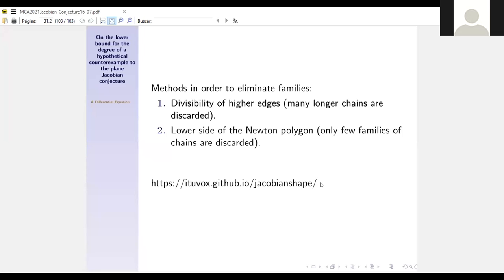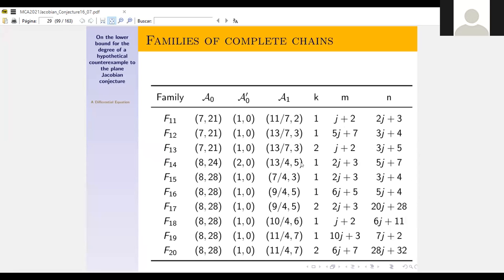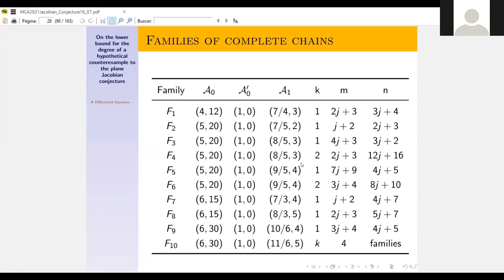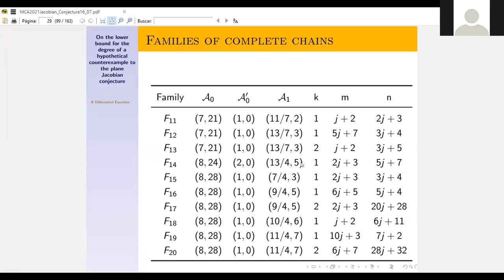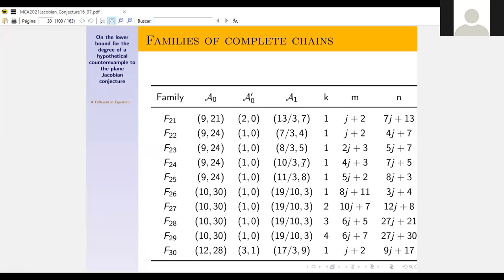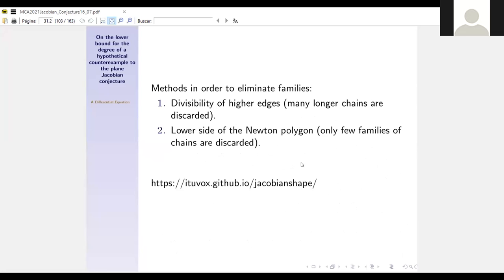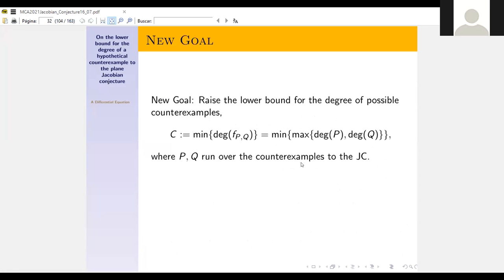Now I'll return to this. So in this web page, you get this application that produces these families that I showed you. One could do it by hand, but it's not very efficient. So we have this computer program that computes all the possible families. But as I said to you, we are stuck because we cannot raise B over 16.